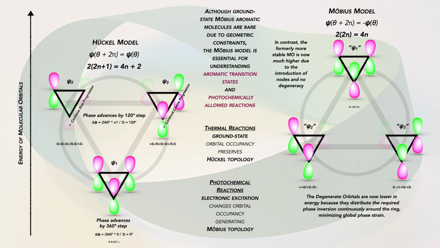That boundary condition introduces an unavoidable phase inversion and eliminates degeneracy in the lowest bonding orbitals. So in the excited state, this redistribution actually lowers the total energy. And so electron counting flips. Under Möbius topology, 4n pi electrons will be aromatic.